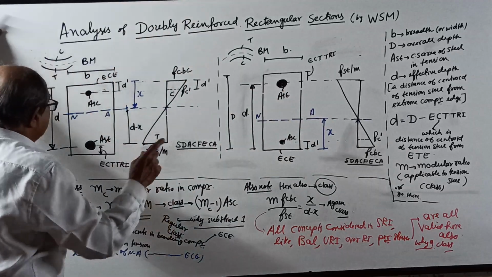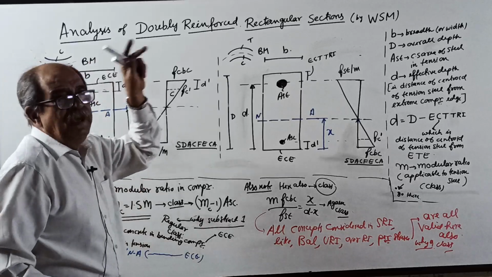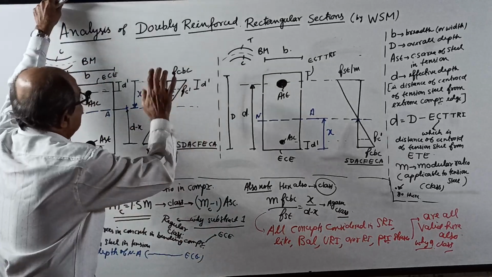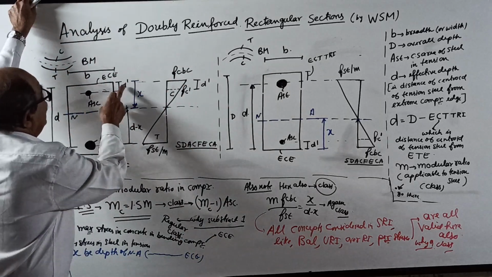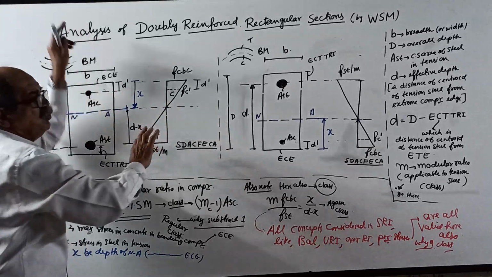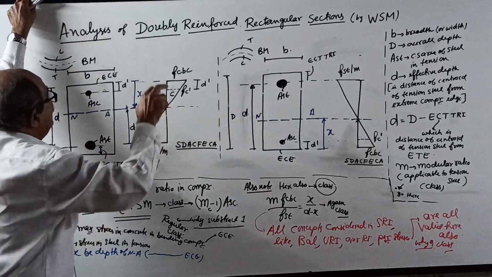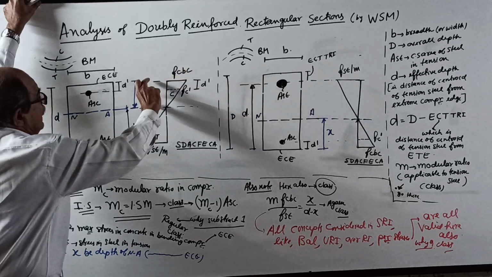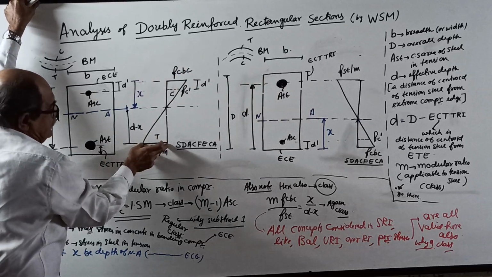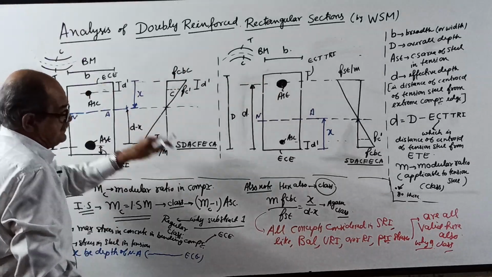Okay, then further, before you go to doubly reinforced part now, one important thing. See, don't worry about that ASC, D dash, FC dash. Do not bother about those things now. See here. FCBC by X equal to FST by M divided by D minus X.